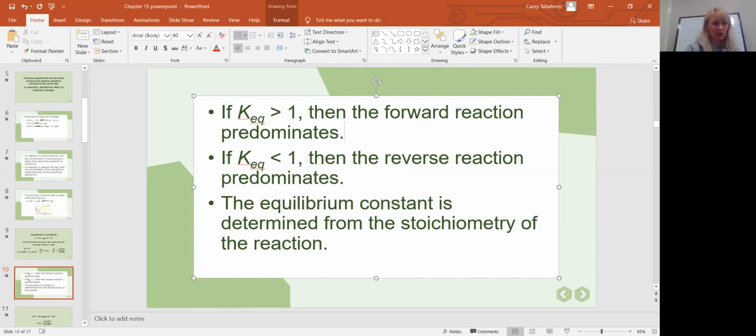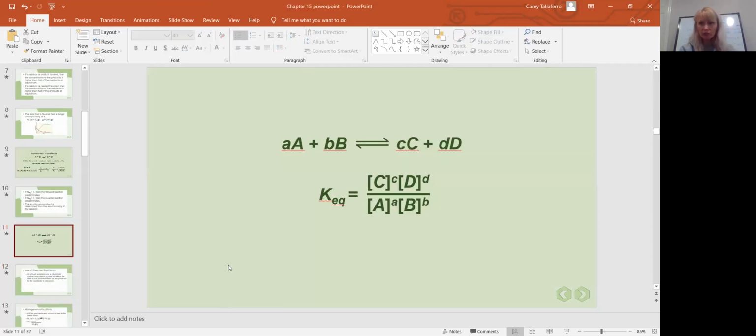So let's take another generic reaction. And this was covered in the other video too, so this is just a reminder from the other video. All right, so here is our generic chemical equation, where the lowercase letters are the coefficients and the uppercase letters are the substances. All right, so the reactants, A and B, the products, C and D. Now remember, it's the concentration of the products over the concentration of the reactants. So watch what we do.